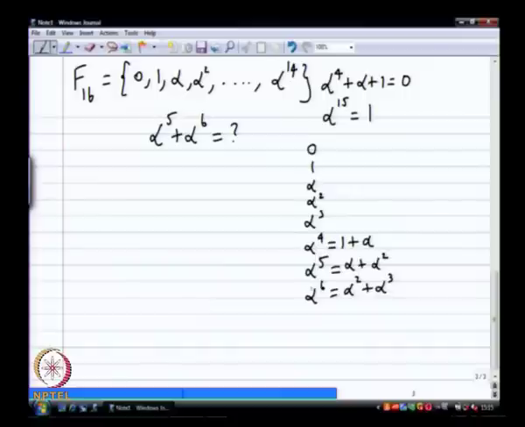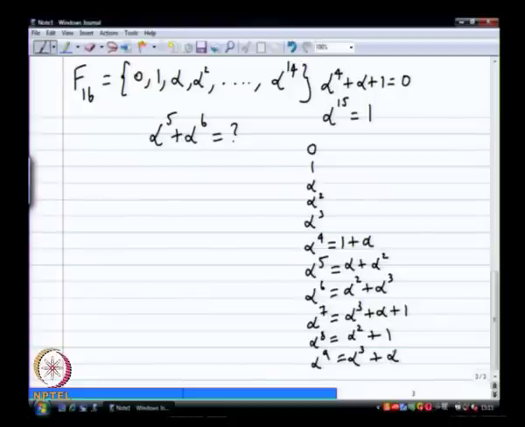So, now you can do this addition. Let me do a few more just to get to the point where this will come. Alpha power 3 plus alpha plus 1, then alpha power 8 is alpha squared plus 1, then alpha power 9 is alpha power 3 plus alpha. With some foresight I know the answer will come within this. Let us say alpha power 5 plus alpha power 6, how do I do this computation?